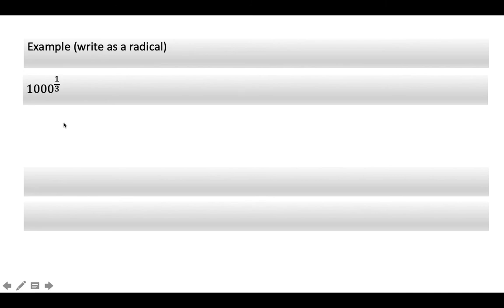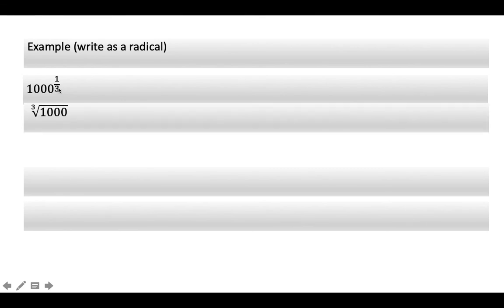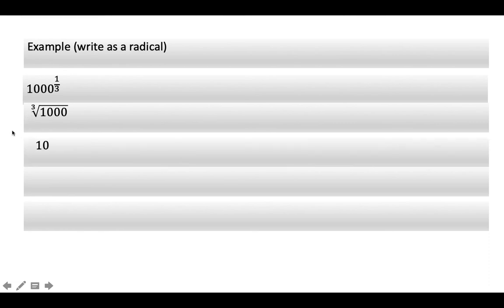Let's try another example. We're going to write as a radical 1,000 to the exponent 1/3. It's really easy to write it as a radical, so the denominator of our exponent becomes the index of our radical. Our radicand is 1,000. What number multiplied by itself 3 times is 1,000? That is 10.